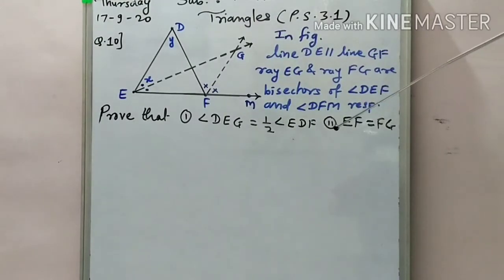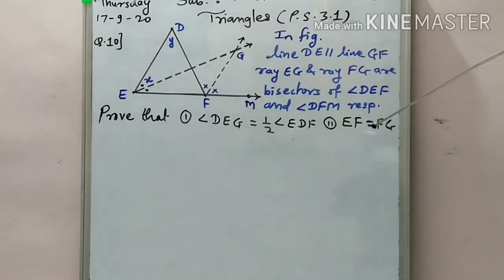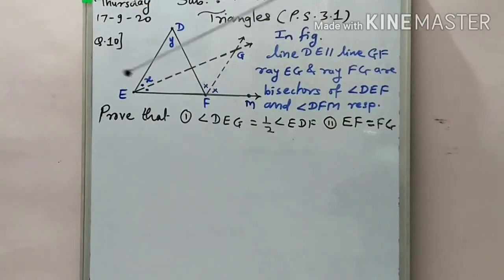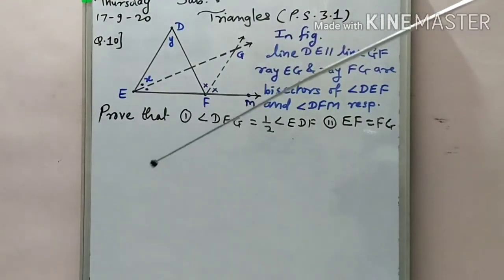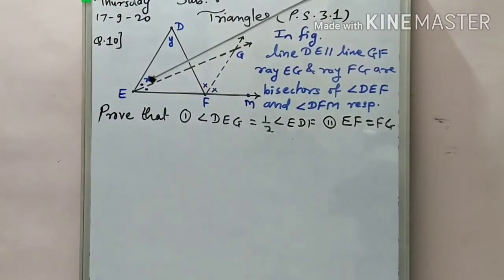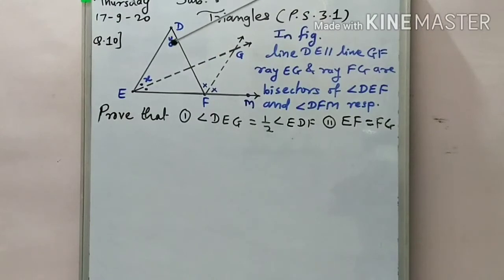And then again we have to prove that EF equals FG. Here is segment EF and here is segment FG. We have to prove that EF equals FG also. Okay, so pay attention to how we prove this. First we prove that x is equal to half of y. Those letters I am taking only for better understanding. We usually write only the names of angles in a proof.